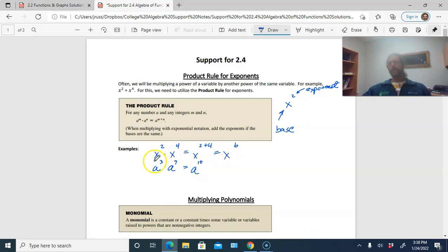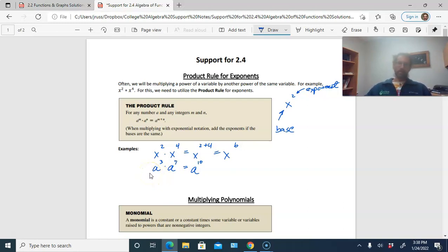Really what you're doing here, guys, if you have a to the third power, that's literally 3 factors of a. So that's like a times a times a, 3 of them. And then when you multiply that by a to the seventh, that's essentially 7 more factors of a. So you're just adding up all those factors of a, and there'd be a total of 10.